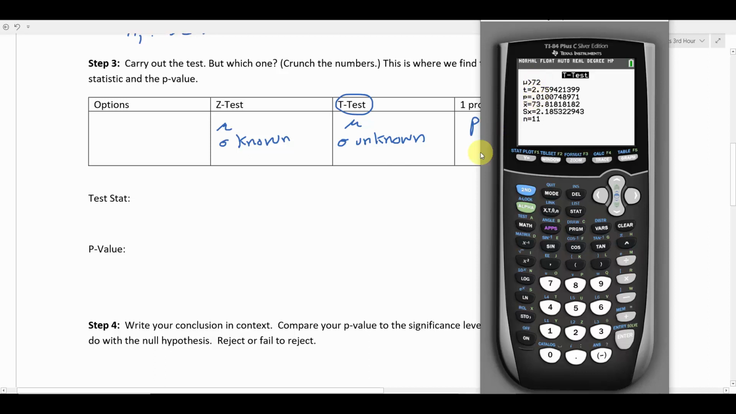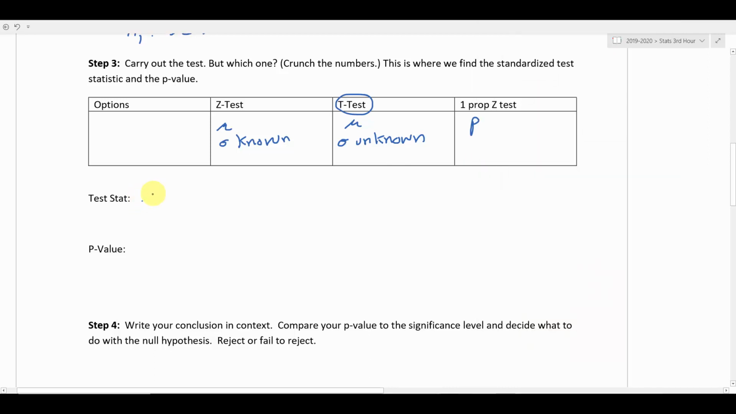All right, so let's actually record these numbers and finish off our test here. So our test stat was 2.76, I think if you rounded to the third decimal place, 2.76 standard deviations away. Okay. And our p-value was 0.01. All right, so we got both of those things.